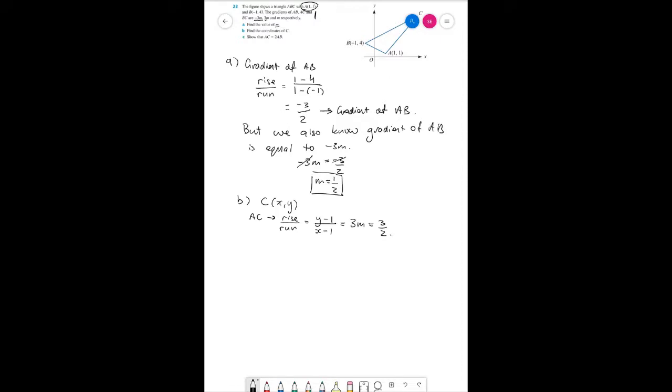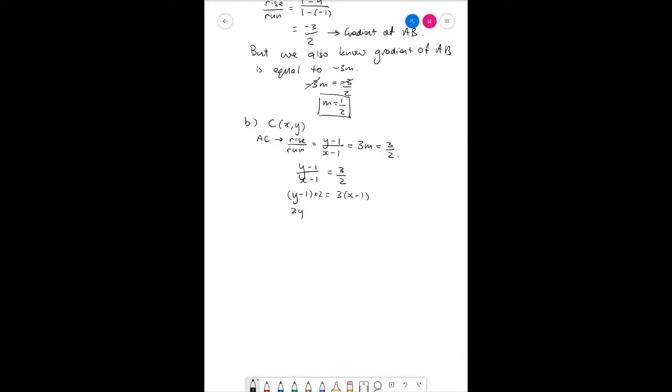and we know m is equal to a half, so it'll be 3 on 2. Cool. Then what we'll do is clean this up a little bit. So we'll get y minus 1 times by 2 is equal to 3 times x minus 1. And then we'll expand that out to 2y minus 2 is equal to 3x minus 3. And let's bring the y's and the x's on the same side. Perfect. Now we're going to call this equation 1.